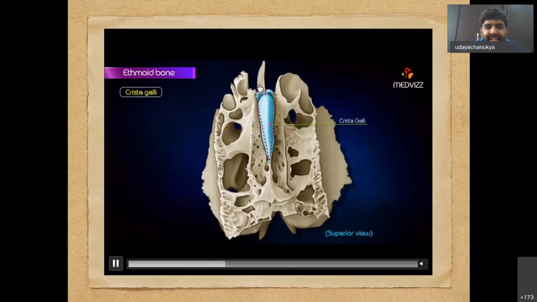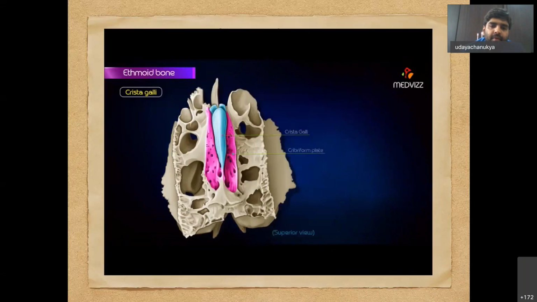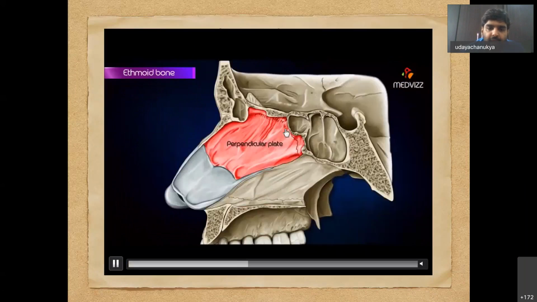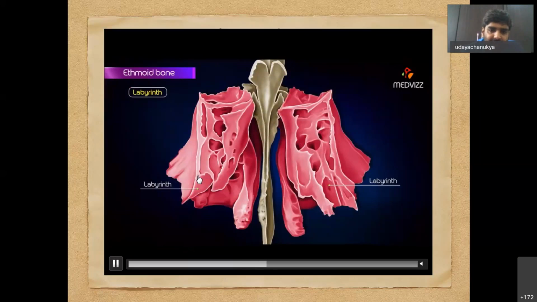Coming to the crista galli. The crista galli is a triangular structure located in the cranial fossa above the cribriform plate. It gives the attachment to the falx cerebri. Coming to the inferior part, the perpendicular plate of the ethmoid, it is part of the septum below the cribriform plate and is articulated anteroinferiorly to the quadrilateral cartilage. This is the bilateral bony labyrinth on either side, which lodges the ethmoidal air cells, which are separated by smaller bony septae.